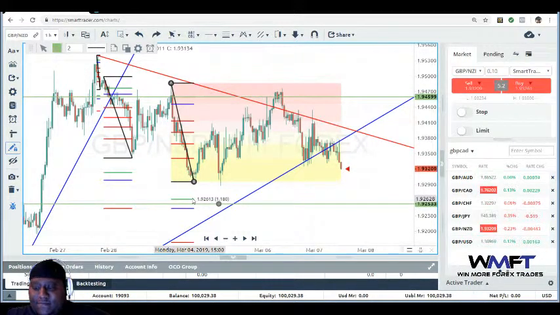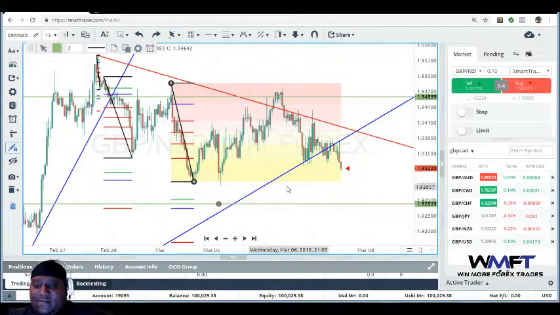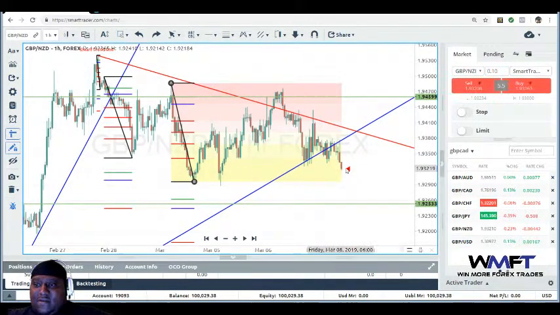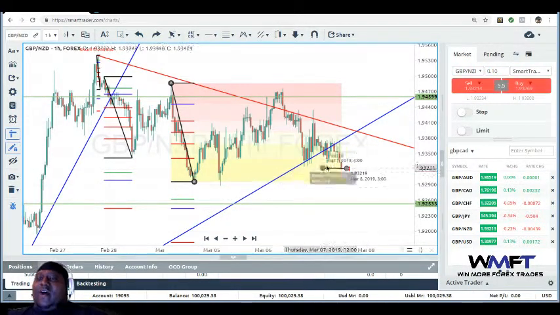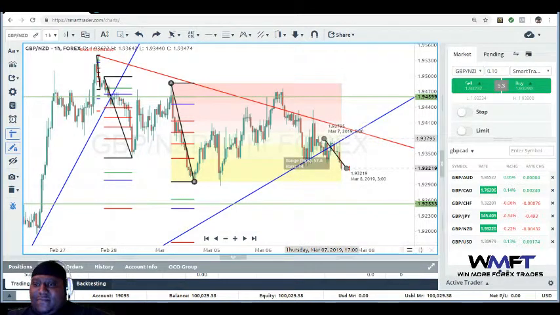1.9261. All right, that is going to be my take profit, and I'm going to put my stops, and my stops are going to be 60. If I'm going for 60, I'll risk 60, and that's pretty much this price point right here.